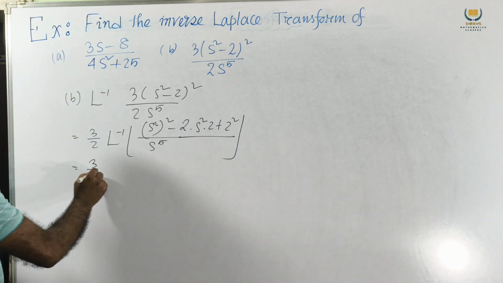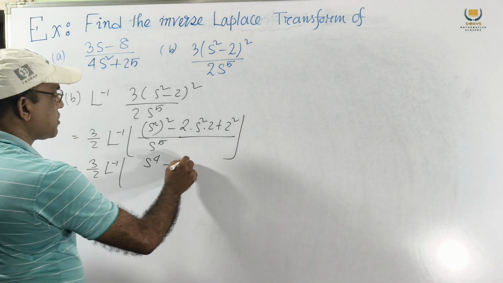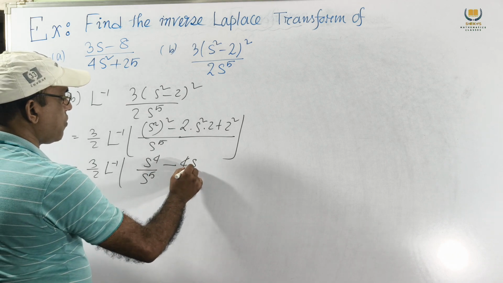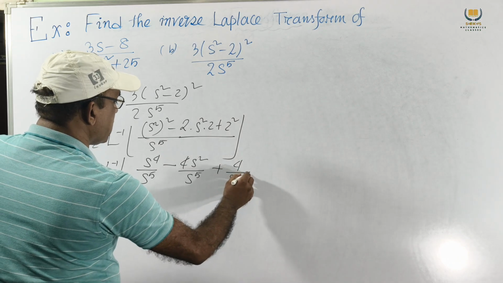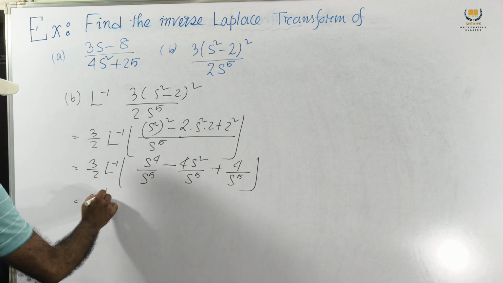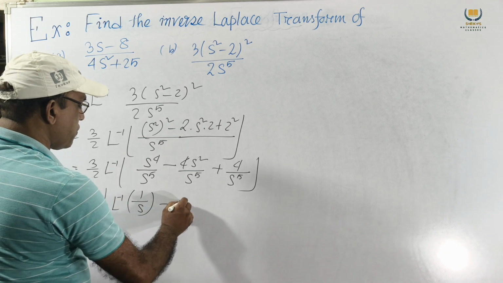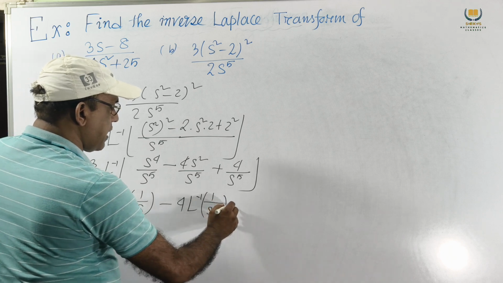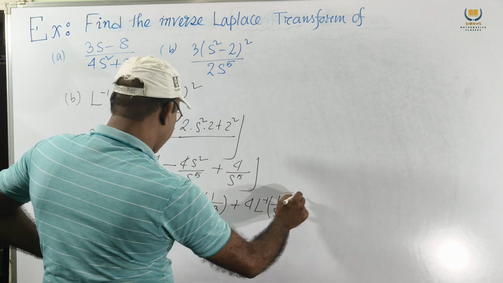This is 3 by 2 L inverse of s to the power 4 minus 4 s square plus 4, all by s to the power 5. So this is 3 by 2, L inverse of 1 by s, minus 4 constant outside, L inverse of 1 by s cube, plus 4 outside, L inverse of 1 by s to the power 5. We get this.